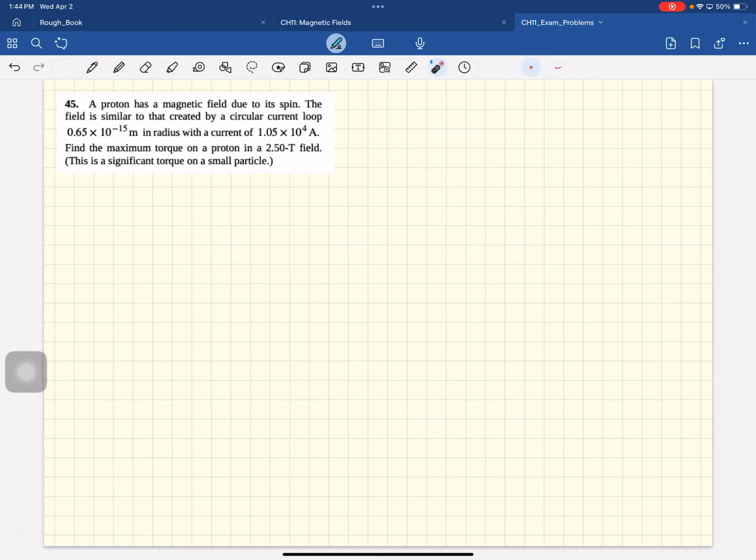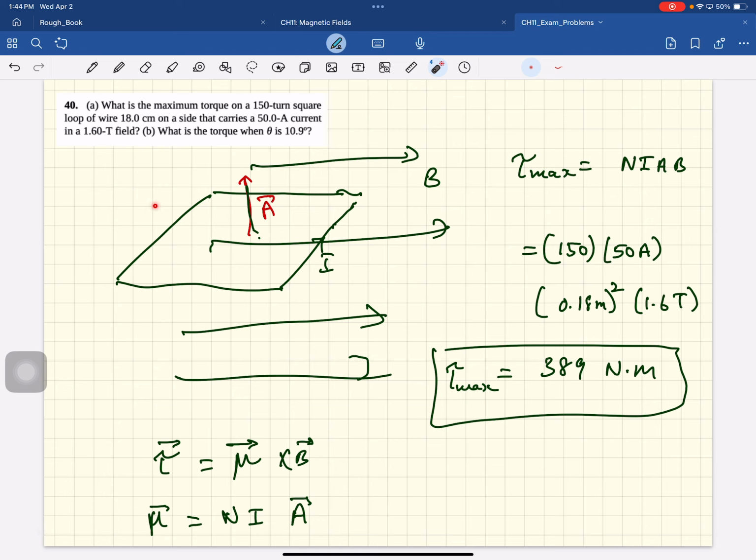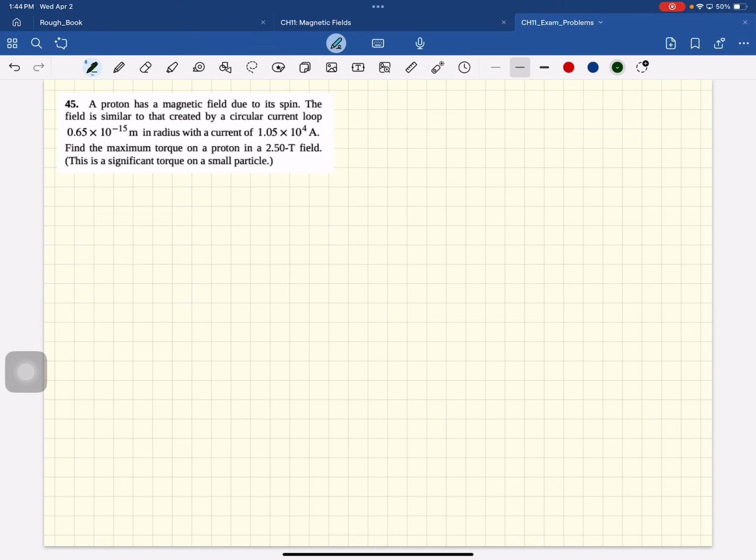Okay. In this problem, a proton has a magnetic field due to its spin. Okay. So what was this guy? This was an electromagnet. Anytime you have a moving charge, you produce a magnetic field. So a spinning proton is also a moving charge. So let's say a proton is spinning like that, and a proton is positively charged.